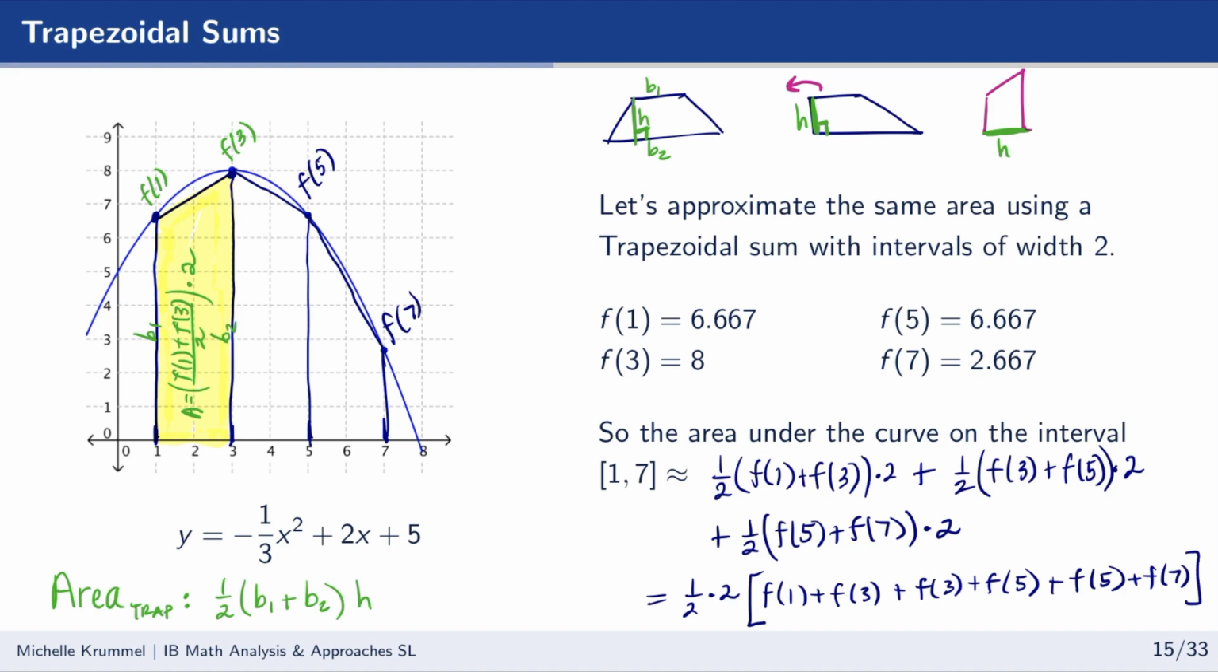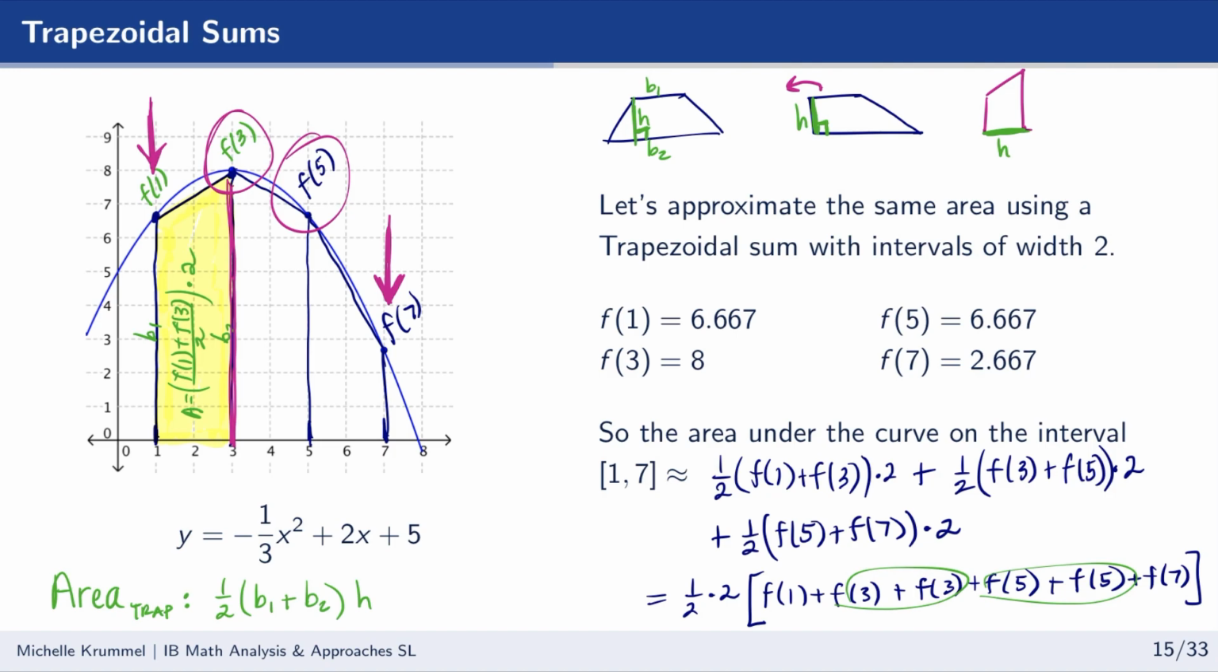The f of 3's are repeated, the f of 5's are repeated. That's because this base right here is being used in 2 of the trapezoids. It's being used in the trapezoid to its left and in the trapezoid to its right. So sometimes you'll see a shortcut for this rule where each of the interior points are going to get used twice, and the one on the far left and the one on the far right are only going to be used once because they're not being used for 2 trapezoids. They're just being used for the first and the last trapezoid.